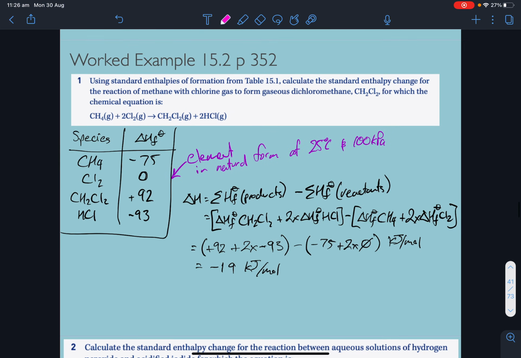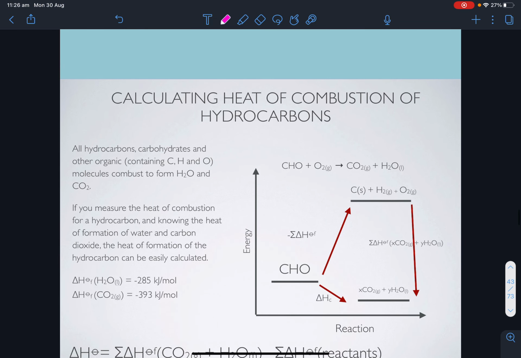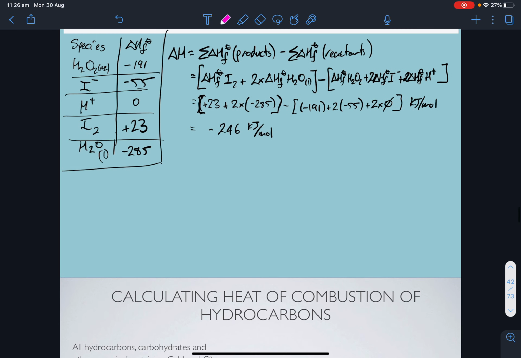Have we got another example? I've got some examples from the textbook, so you can work through those in your own time and check them out. And I'll leave it there.